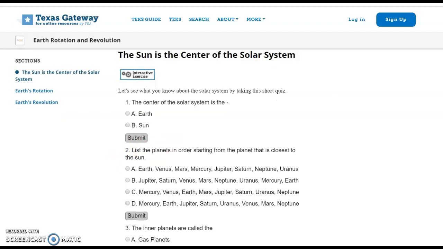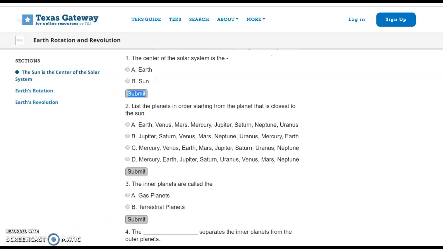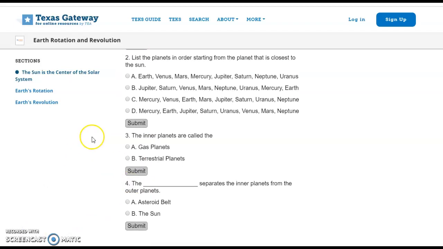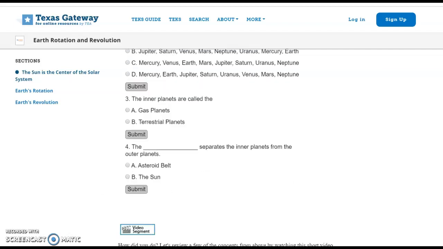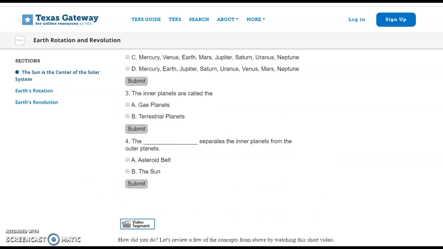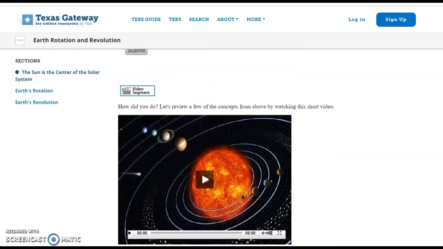So, number three, the inner planets are called A, the gas planets, or B, the terrestrial planets. Number 4, the blank separates the inner planets from the outer planets. Would it be A, asteroid belt, or B, the sun? So that concludes the pre-assessment, if you will.